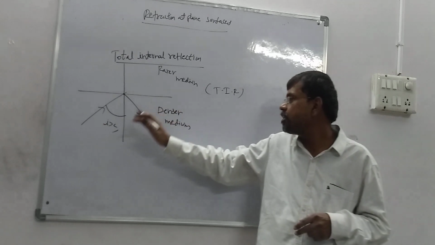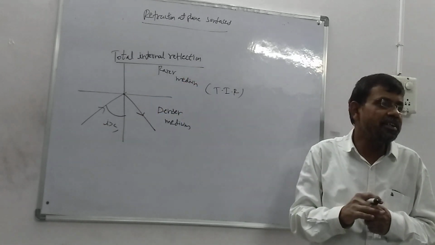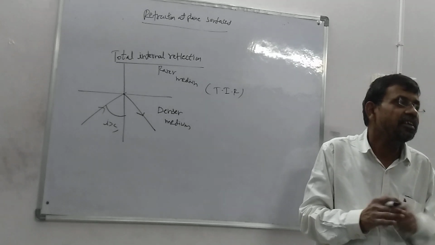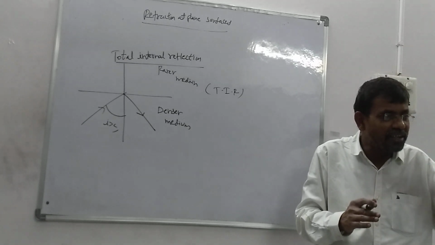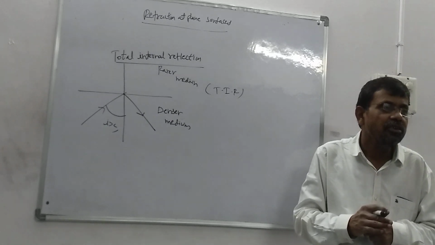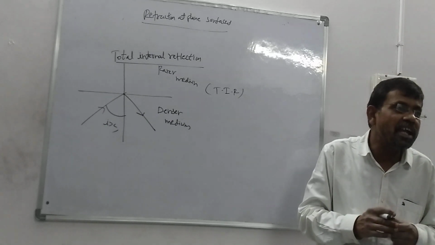So when a beam of light is travelling from the denser medium to the rarer medium, if the angle of incidence is slightly more than the critical angle, it will not enter the rarer medium. It comes back to the same medium. That is called what? TIR, total internal reflection. For example, a diamond is always glittering.